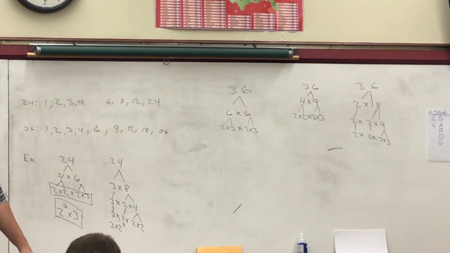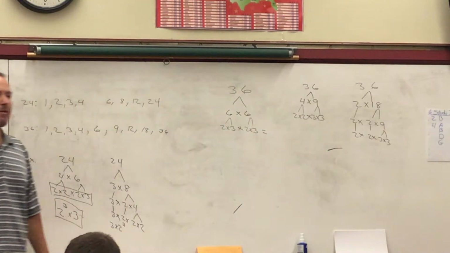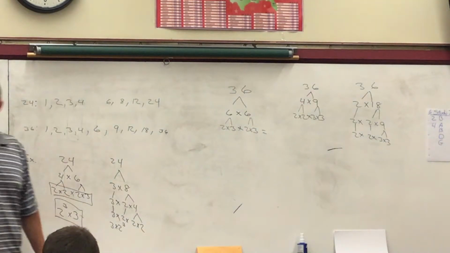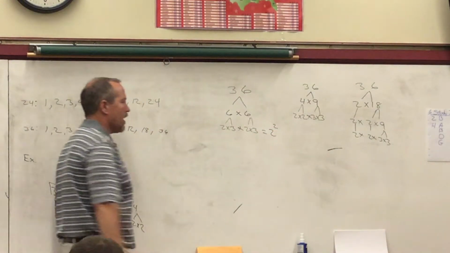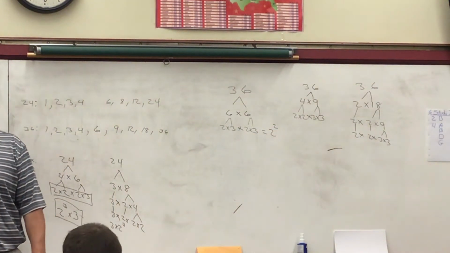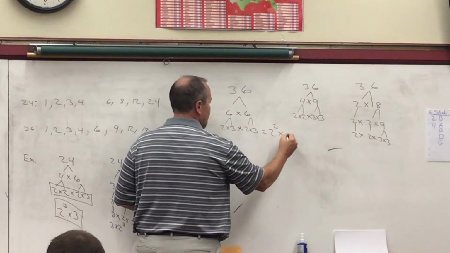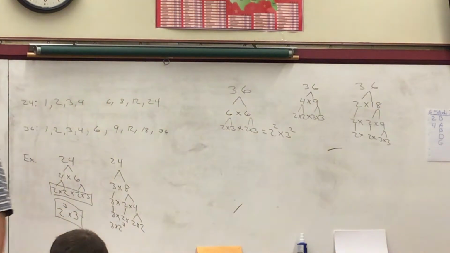Now we're going to put it in exponent form. Are there any numbers that repeat? How many 2's are there? 2. So this would be 2 squared. Are there any other numbers that repeat? And that would be 3. How many 3's are there? 2 of them. So 2 squared times 3 squared. Are there any other numbers?